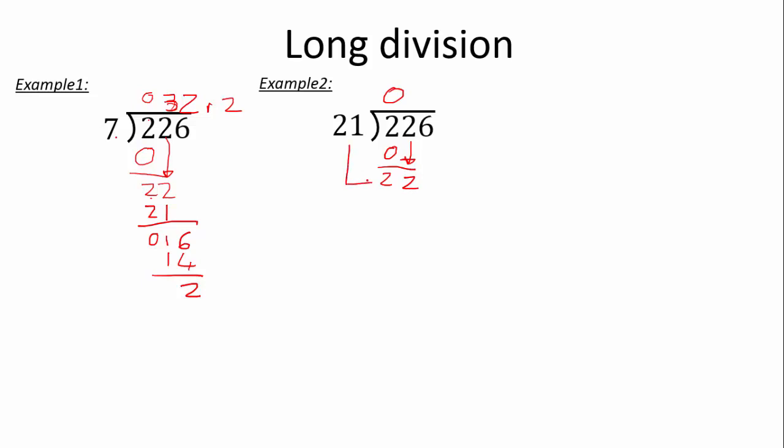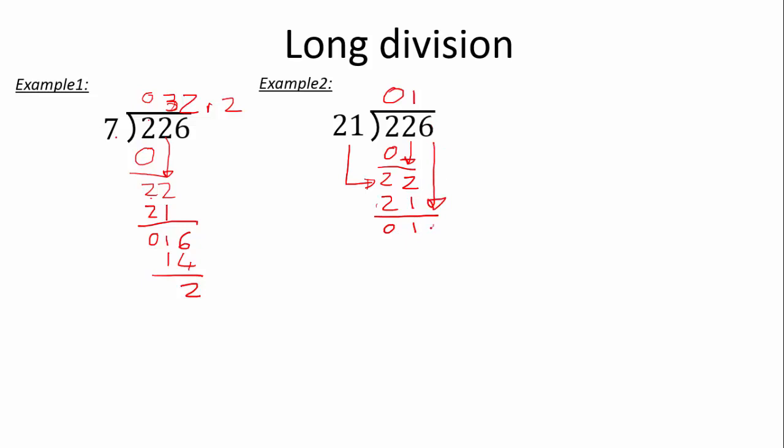How many times does 21 go into 22? We know that it goes in once. 1 times 21 is 21. So we minus these two numbers. 22 minus 21, we know it's going to equal 1. We bring our 6 down.